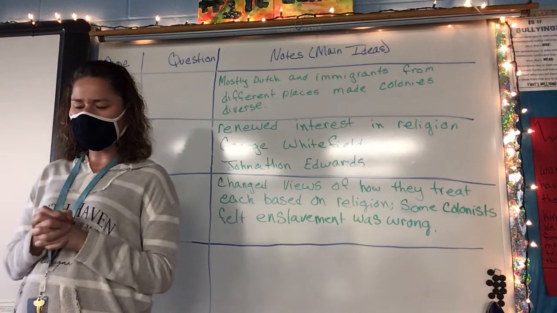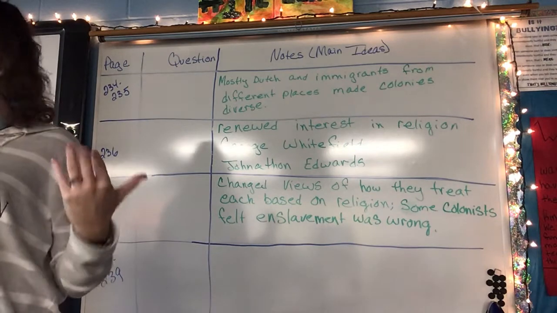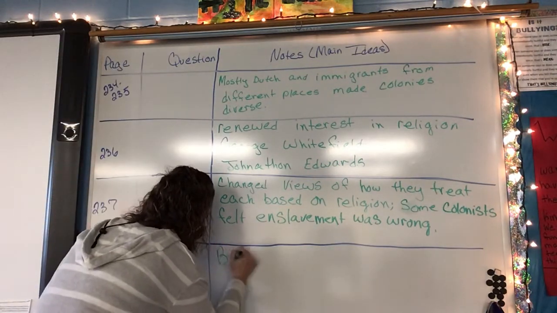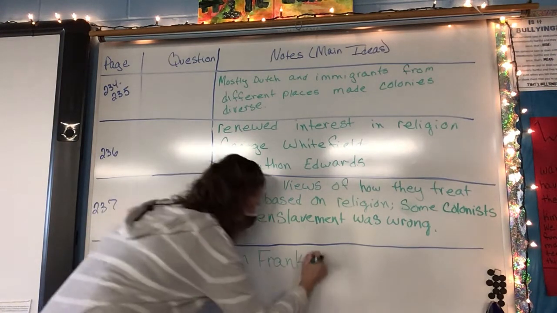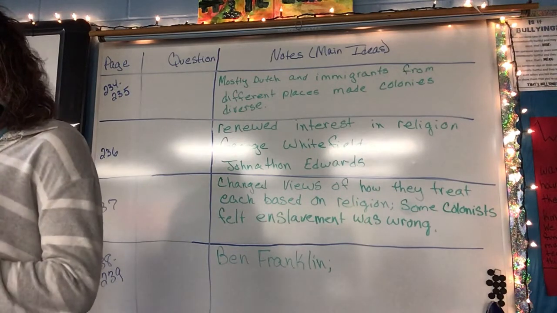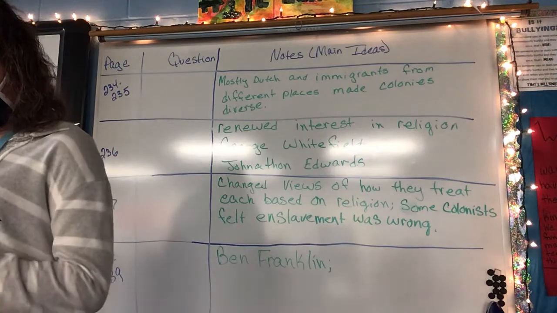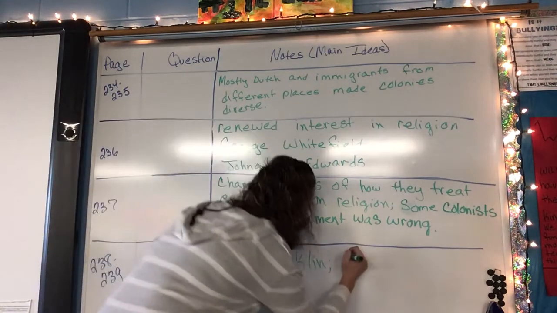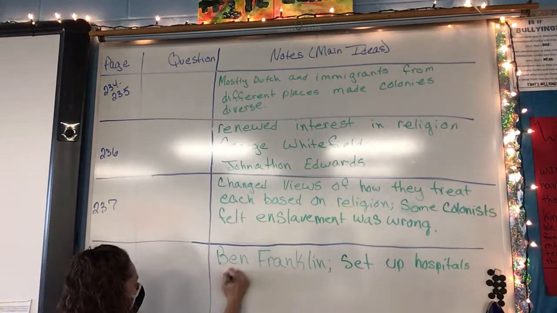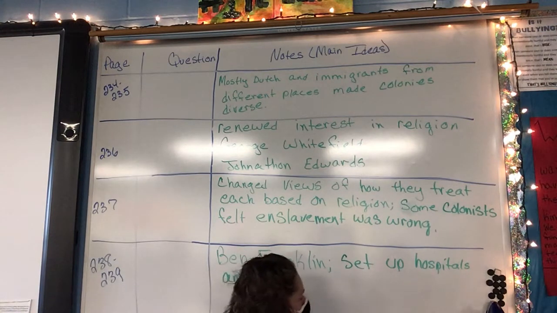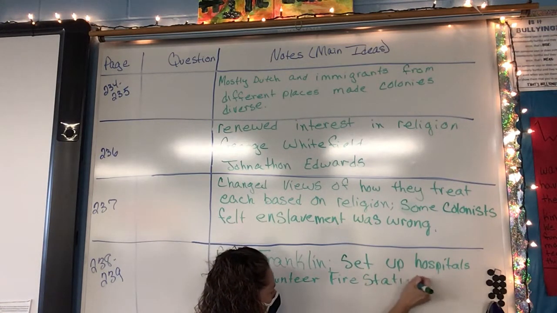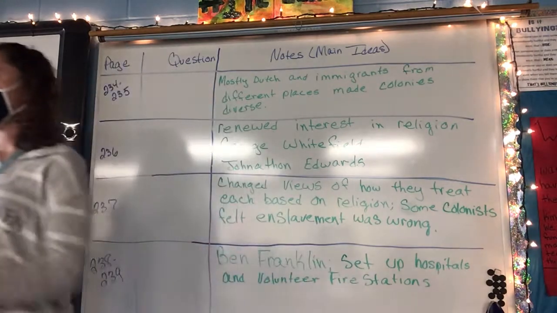So the last question asks, how did Philadelphia grow and who helped it grow? So who's the who on this one? Benjamin Franklin. Right, Ben Franklin did a lot of helping with growing these colonies. So we need to write his name down. Ben Franklin. Benjamin. What did he do? How did he help it grow? He invented stuff. It was more than that. Jackson? Yep, he set up hospitals and volunteer fire stations. So some of the first fire stations and hospitals were set up by Ben Franklin in Philadelphia. What else, John?